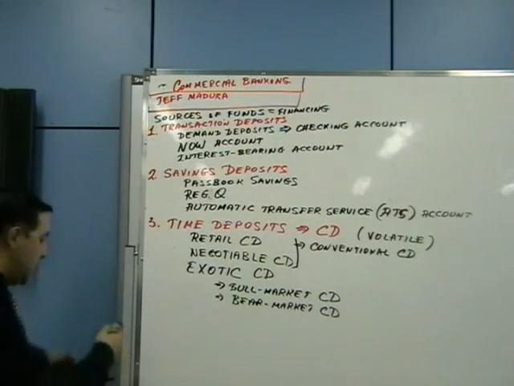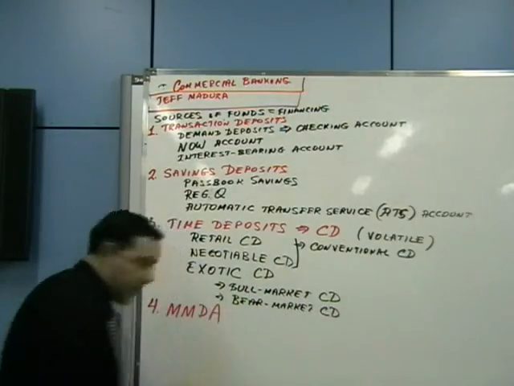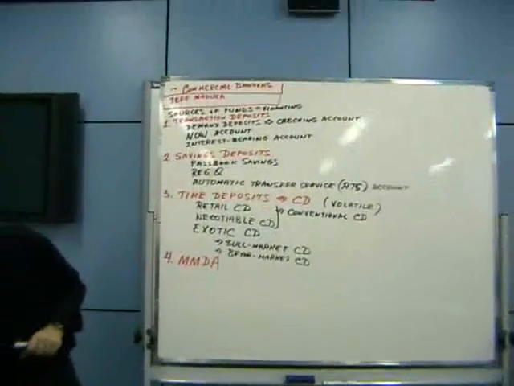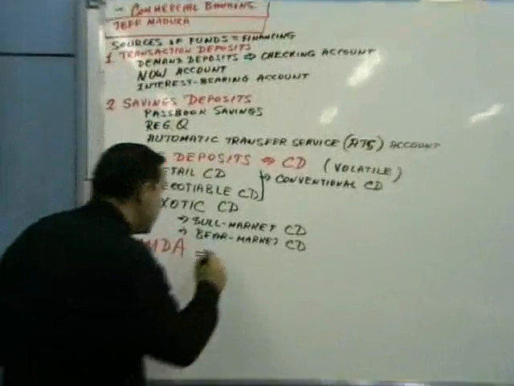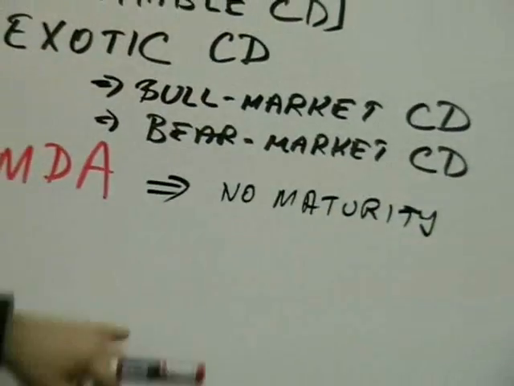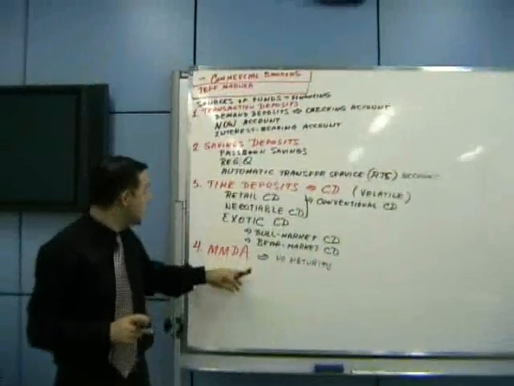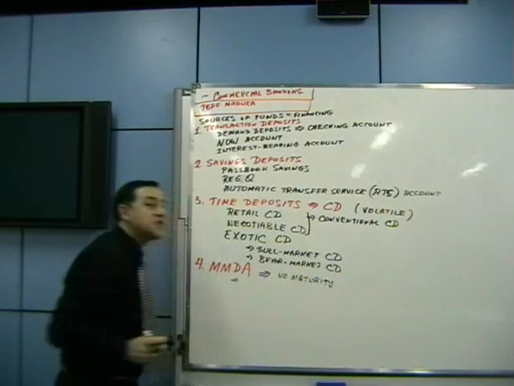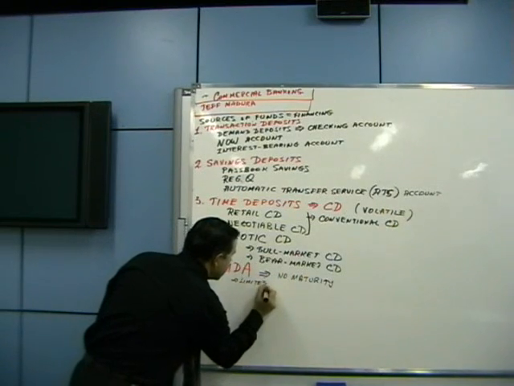Oh, I got MMDA. Number 4 will be MMDA, standing for Money Market Deposit Accounts. Now, the difference is that these do not specify maturity. In other words, they will be interest-bearing accounts, but there will be no maturity. All right, that's the fundamental difference. So, what are the features? In other words, what's this characteristic? Number one is limited check writing.